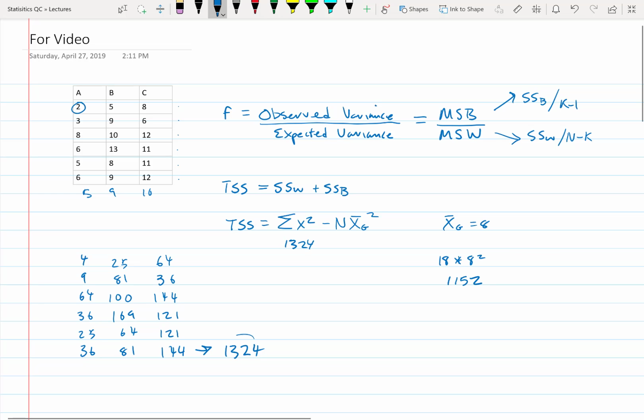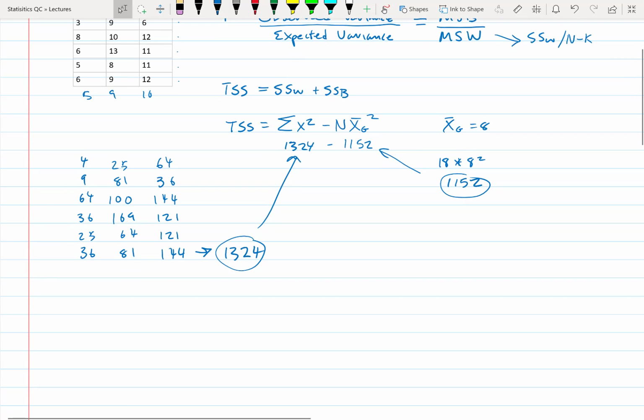So our first term is 1,324, and our second term is 1,152. If you do that subtraction, you're going to get a total sum of squares of 172, the same thing we got in the previous video. So TSS equals 172. All right, let's remember that.